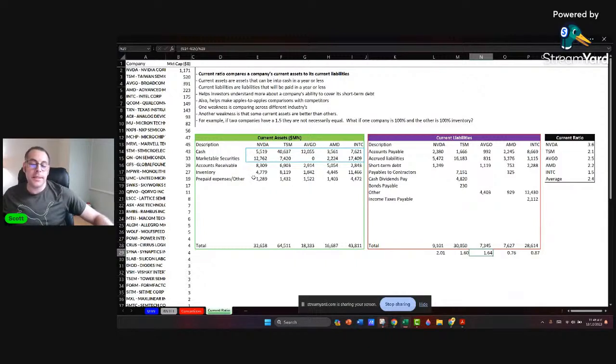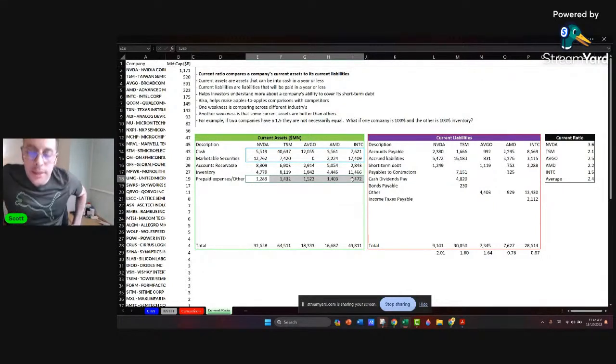And prepaid expenses, I wouldn't consider cash at all. It is an asset, but it's not really going to result in cash. You've just prepaid something, so you just owe less on something.